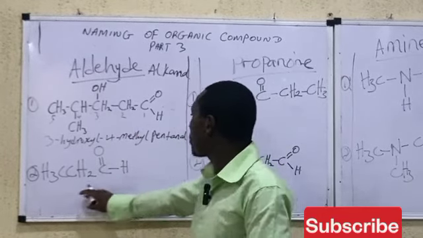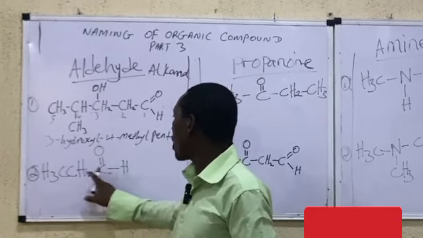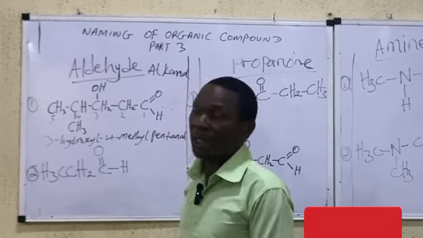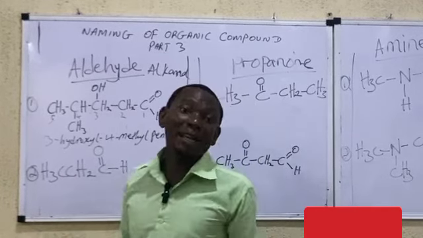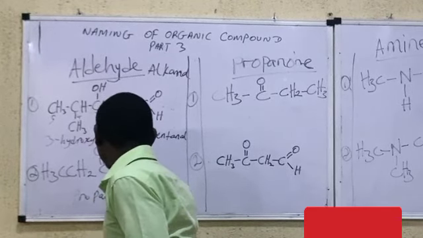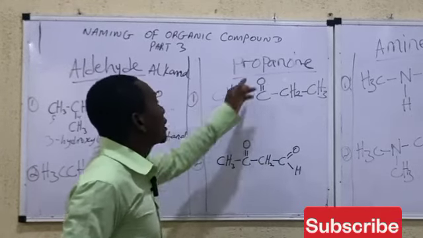All right, this next compound is simply direct. This is the functional group. How many carbons do we have? 1, 2, 3. There's no branching in this. So 3 is actually propane, right? So it's simply propanal. Propanal.